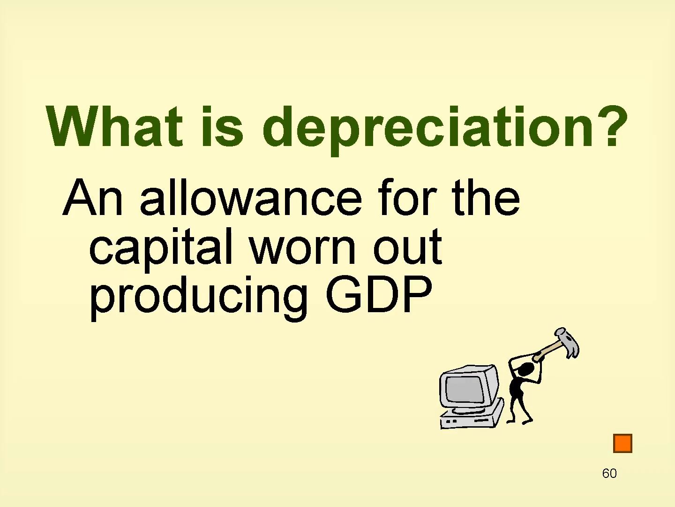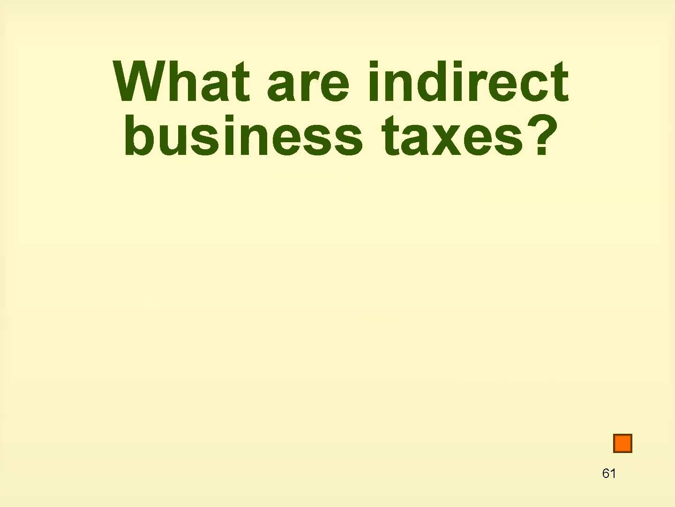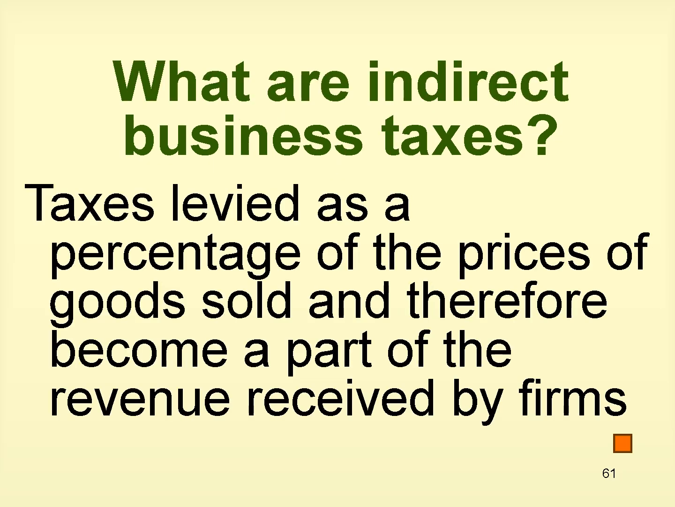So what is depreciation? Depreciation, or capital consumption, is an allowance for the capital worn out producing GDP. What is an indirect business tax? Taxes levied as a percentage of the prices of goods sold, and therefore become a part of the revenue received by the firms.